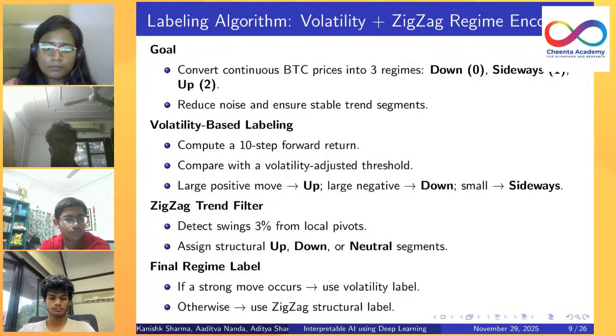So finally, each tensor is assigned a label, and then this sequence is provided as input to the deep learning models. Can we go to the next slide?